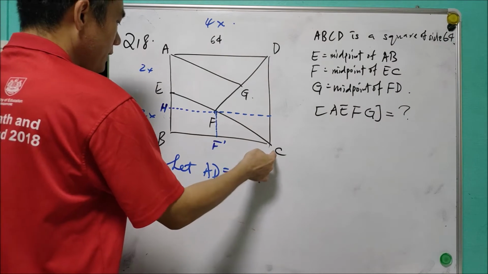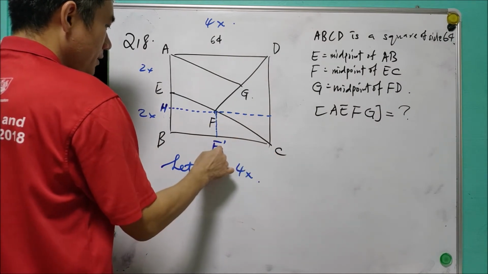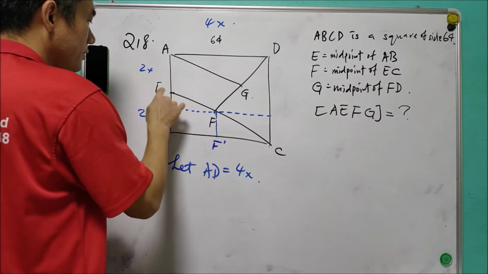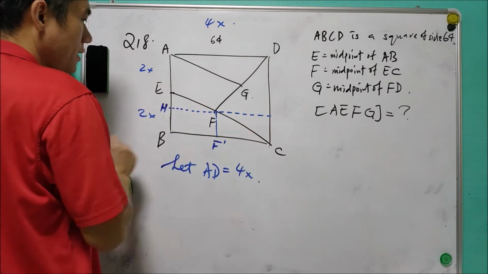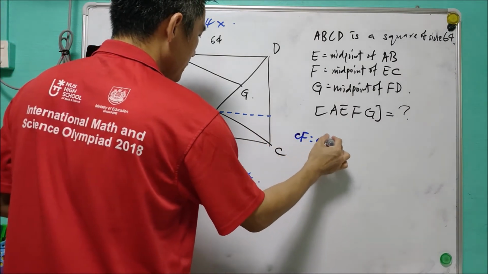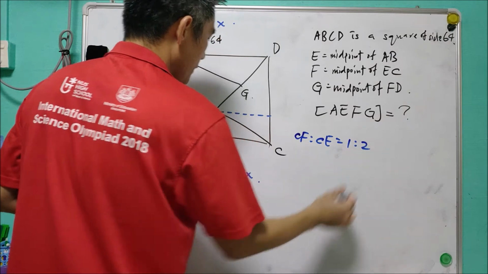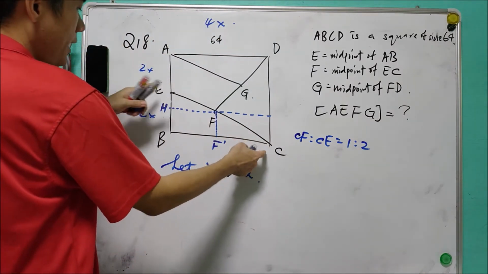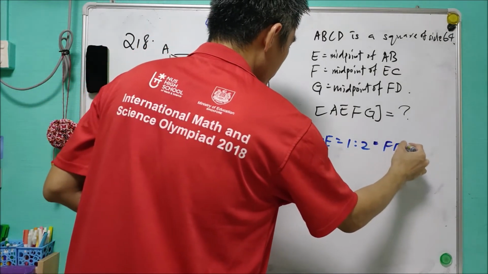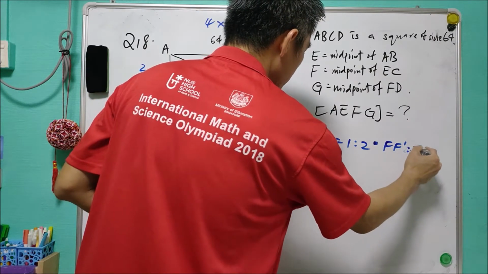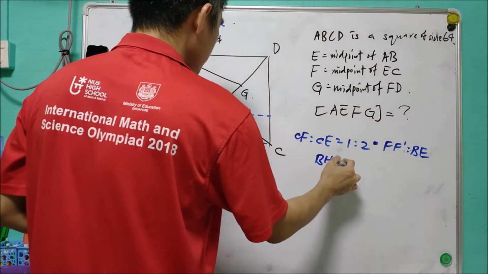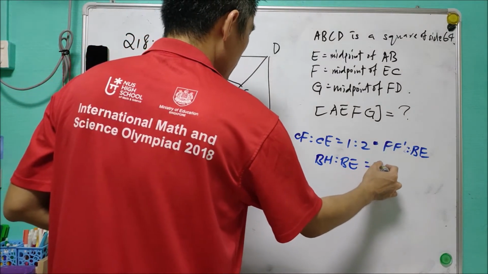Now note that the triangle CFF prime is similar to the triangle CEB. Since F is a midpoint of EC, CF to CE is 1 to 2, and it is equal to FF prime to BE. But FF prime equals BH. So BH to BE is 1 to 2.